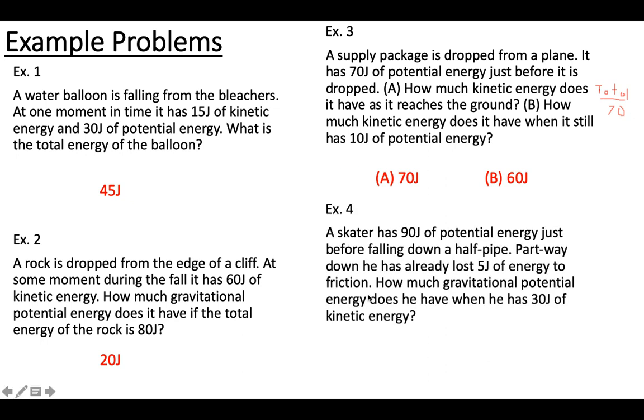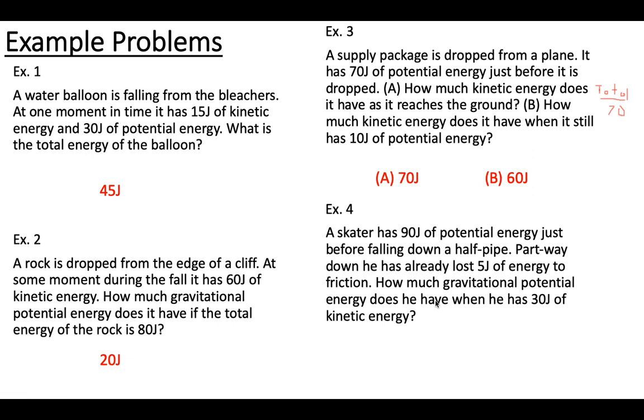All right, last one, example 4. A skater has 90 joules of potential energy just before falling down a half pipe. So just like the example we just did, 90 is our total, okay? Because we're at the top, and so that means potential and total are the same. The total is 90. Partway down, he has already lost 5 joules of energy to friction. How much gravitational potential energy does he have when he has 30 joules of kinetic energy?